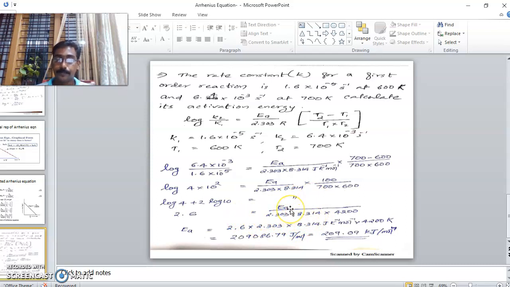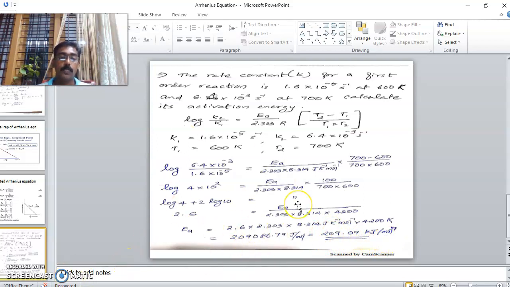Now we get Ea is equal to, by cross multiplying, 2.6 into 2.303 into 8.314 joule per Kelvin per mole into 400 Kelvin. By solving this, we get 209086.79 joule per mole, which is converted into kilojoule as 209.09 kilojoule per mole. That is the value of the activation energy.